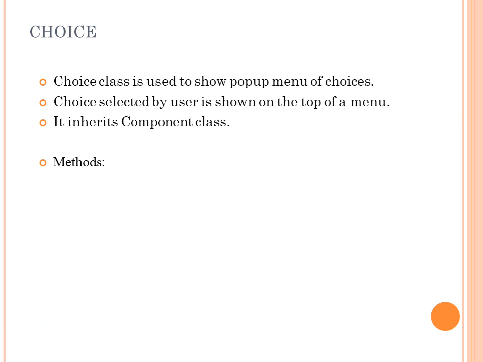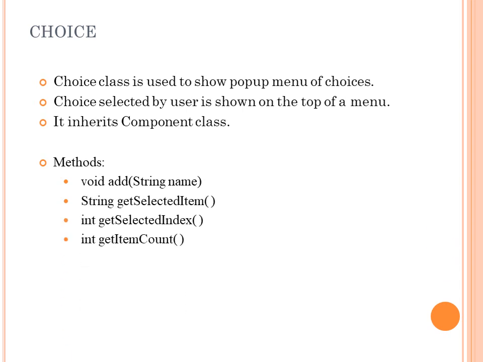Now let us see what are the various methods that are used for choice. First one is void add and your string name, then your string get selection item, third one is get selected index, fourth one is get item count, and fifth one is string. Now let us see the example of choice.